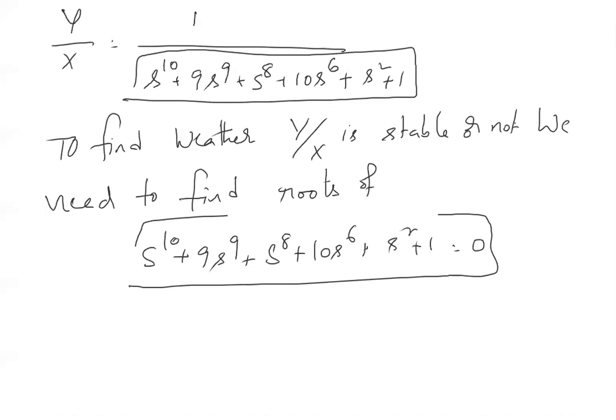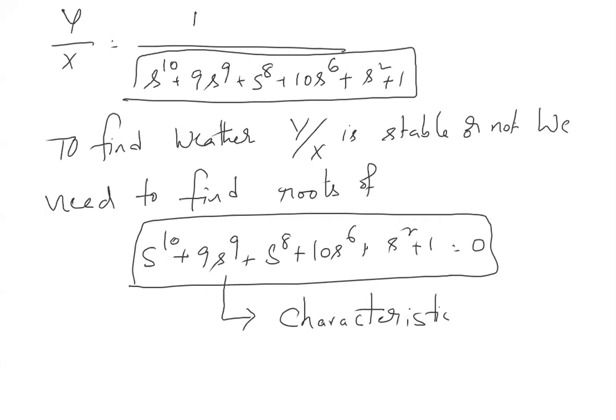What do you call this one? This is called the characteristic equation. The denominator equal to 0 you call the characteristic equation. What is the characteristic equation? It is the denominator equal to 0. So finding roots of this one is difficult. That is why here we need a tool to find.